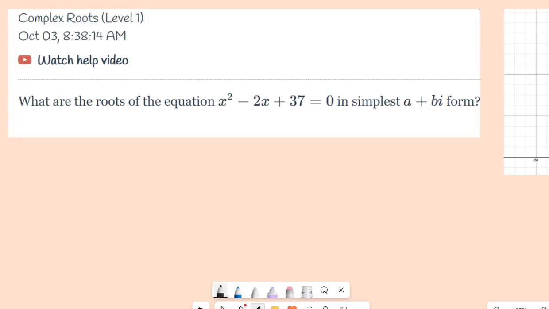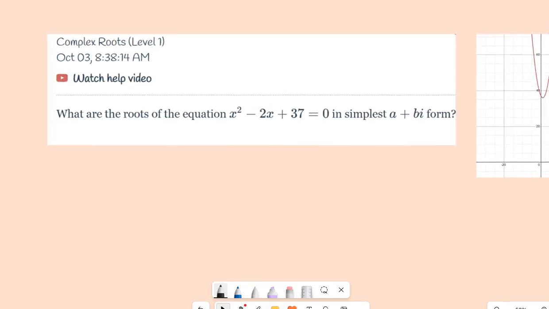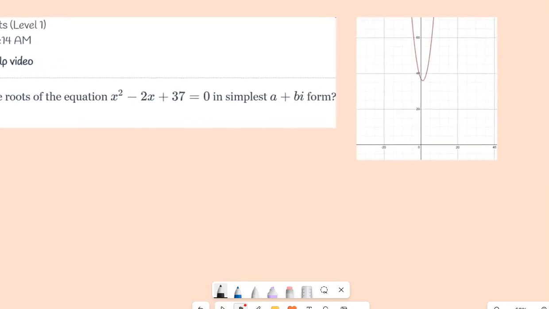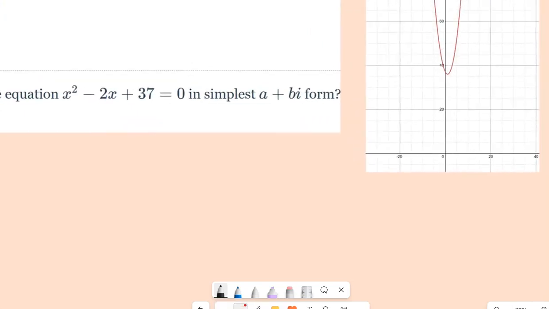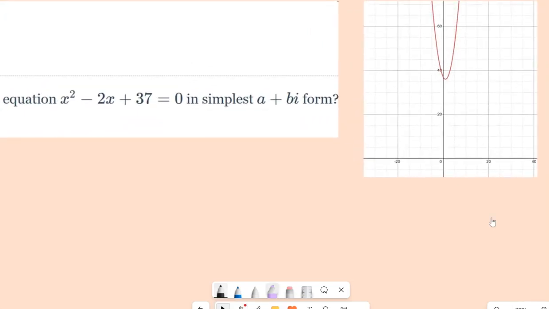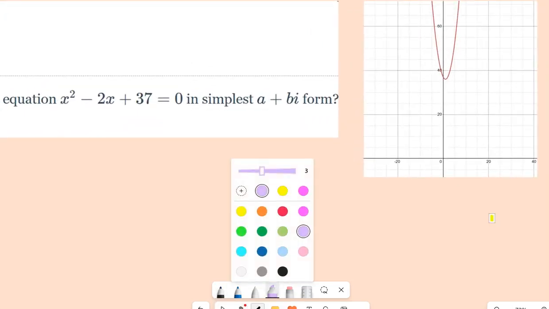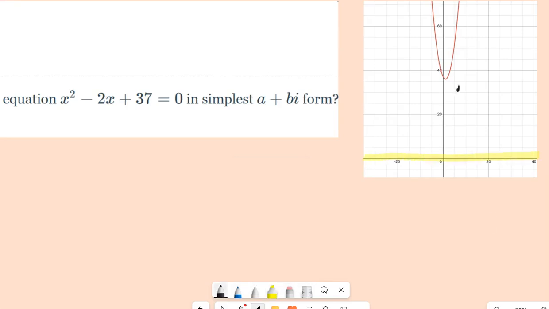We're going to go back to quadratic equations real quick here, because there are some quadratic equations that don't have any real solutions. If you were to type this problem, x squared minus 2x plus 37 equals 0, and graph that parabola, you're going to see that it does not intersect with the x-axis at all. There's no interaction with the x-axis. That means there's no real solutions. However, just because there are no real solutions doesn't mean that there aren't imaginary solutions.